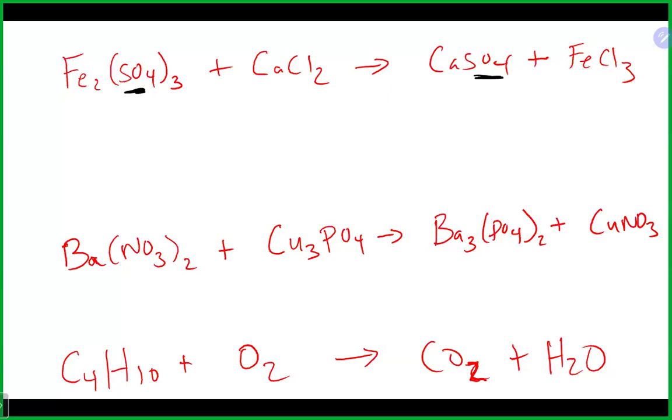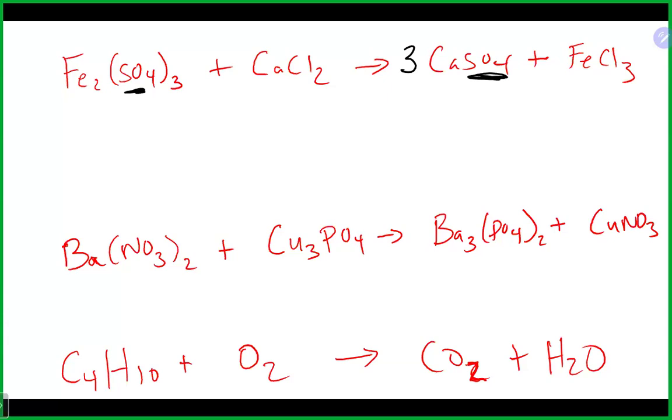And when I start with the sulfate in this case, I now have 3 on the left and only 1 on the right. So to fix the one on the right, I'm going to put a 3 there. That's going to give me 3 sulfates on the right to match the 3 on the left. Now, in this particular case, we only had 1 polyatomic ion on each side.